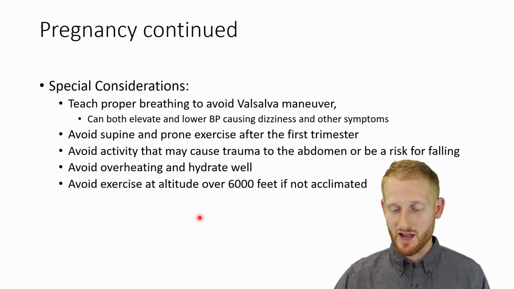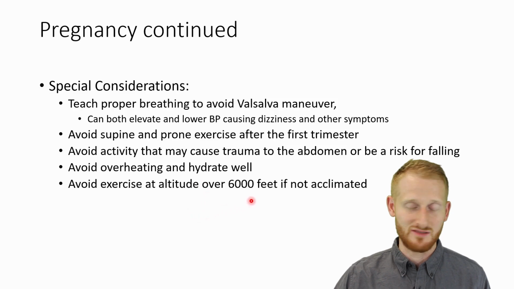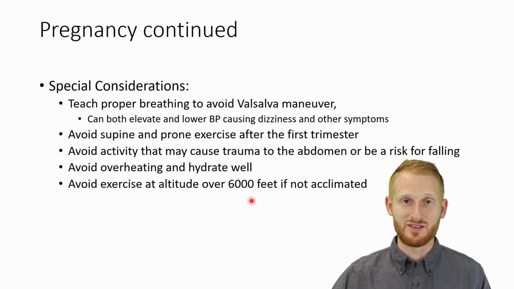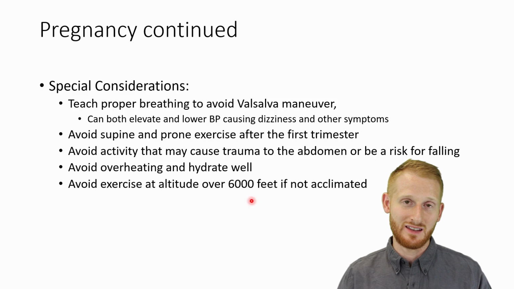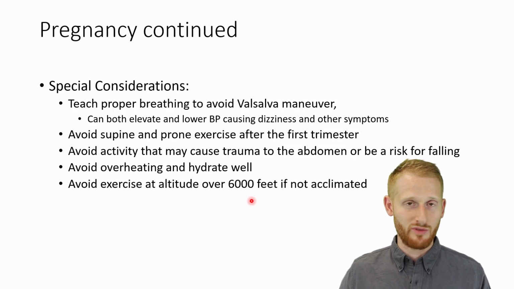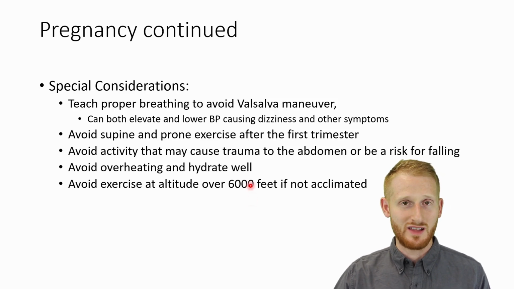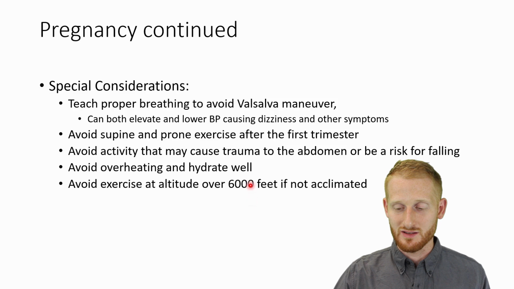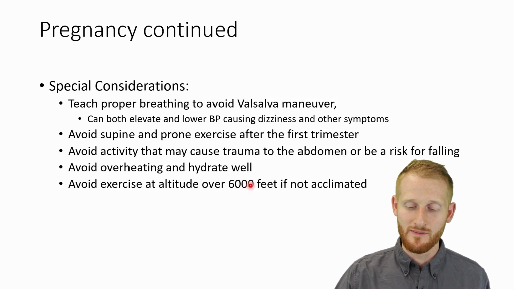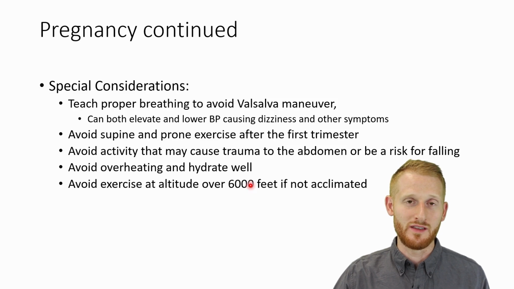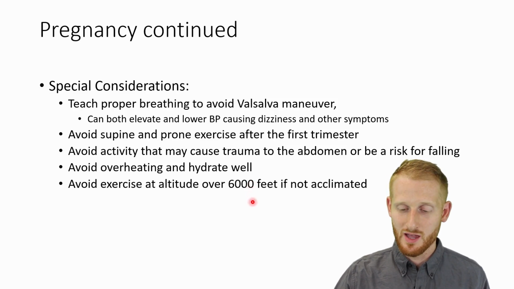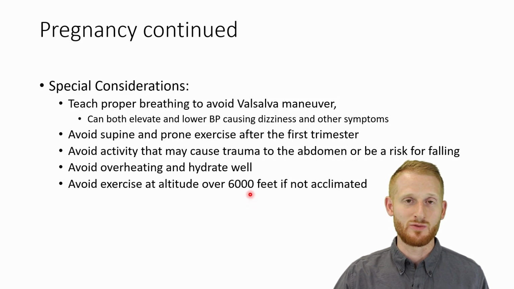And also avoid exercise that is over 6,000 feet if they are not acclimated and they're not used to it, if they didn't live at that level of altitude before a pregnancy. Definitely avoid taking them to those levels and exercising them. At those high levels of altitude, there's a lot thinner air, so they're not going to get quite as much oxygen into their blood, and again, that's potentially not going to be good for the baby or potentially even the mother. So make sure you avoid high altitude exercise with pregnant women.